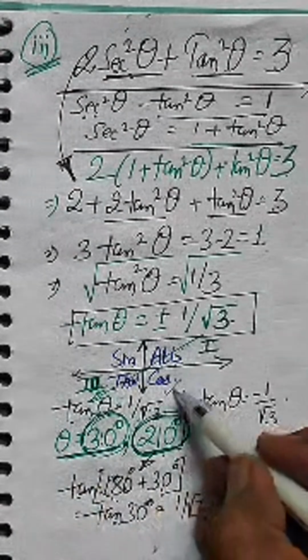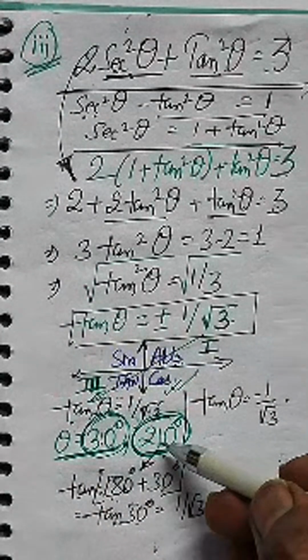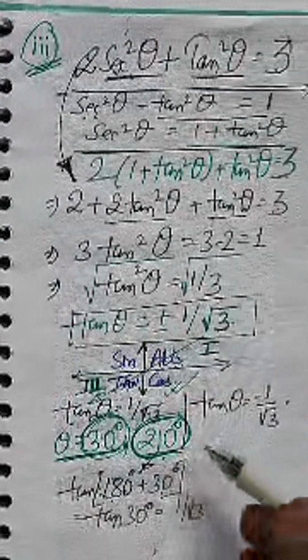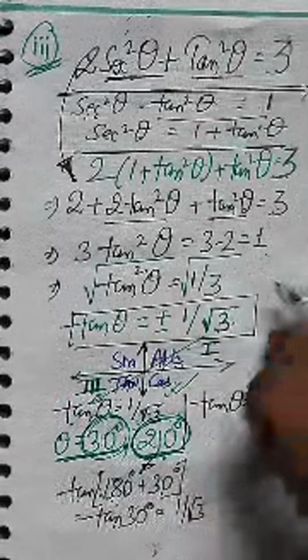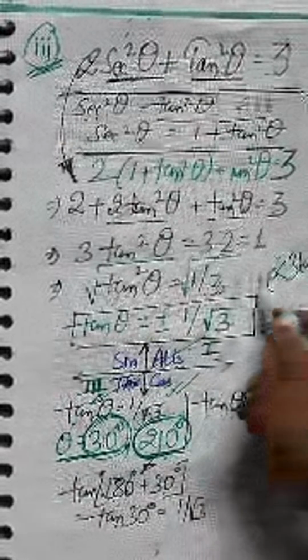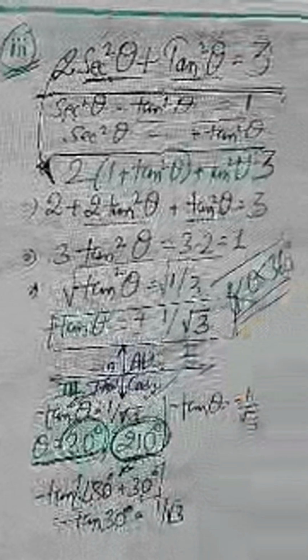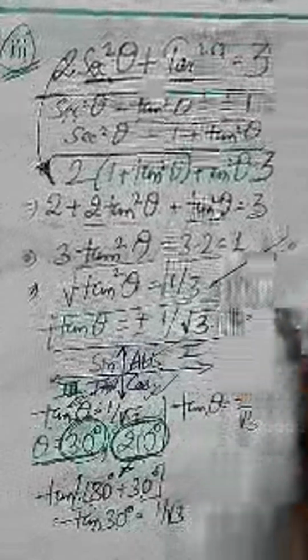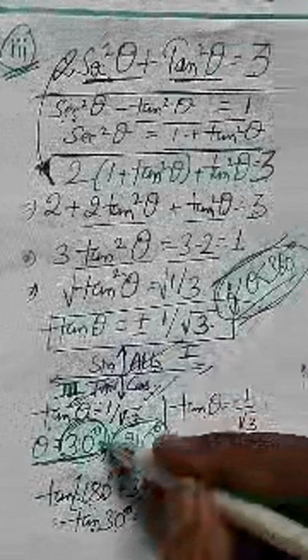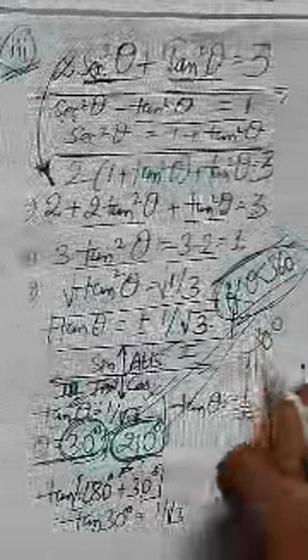So in this way we have considered all the values of tan theta equal to 1 by root 3. It's also mentioned that the value of theta should lie between 0 degree and less than 360 degree. This is the condition which is also given to us in the question. So considering this condition, only two values are possible, 30 degree and 210 degree.